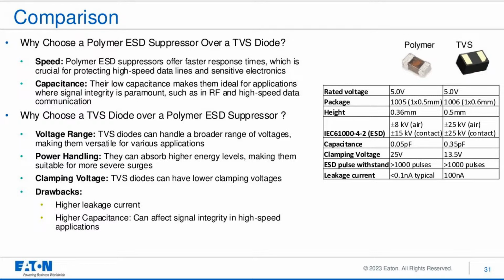Where the polymer ESD excels, however, is its ultra-low capacitance and leakage current, which are an order of magnitude better than the TVS diode at 0.05 picofarads and less than 1.1 nanoamp. Lastly, comparing clamping voltages, the TVS diode clamping voltage is half that of the polymer ESD at 13.5 volts and is significantly closer to the 5-volt rated voltage.